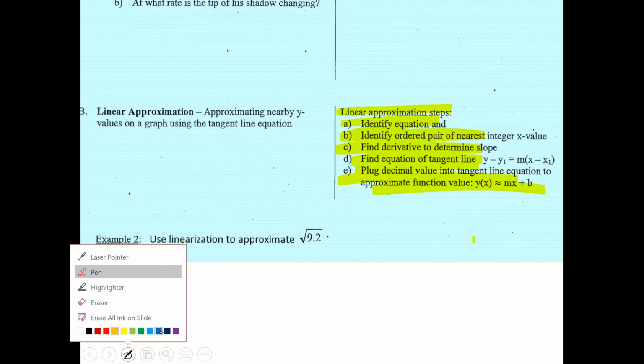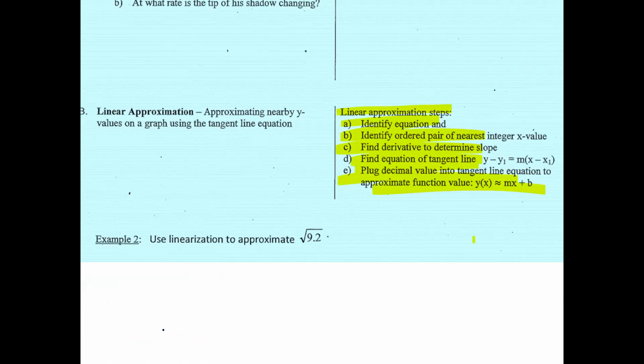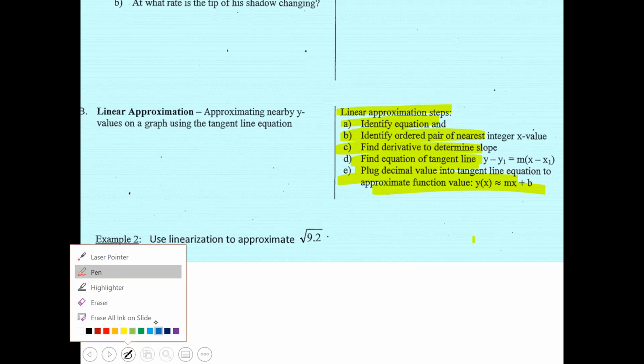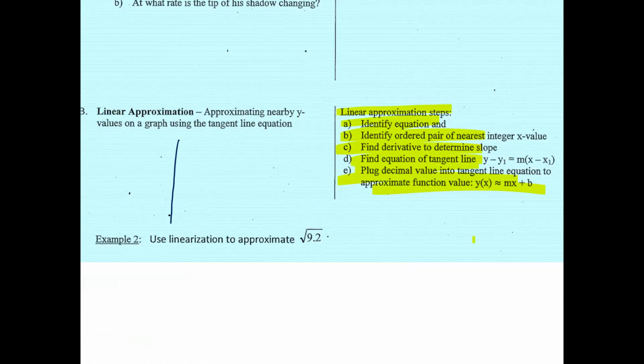All right, let's go ahead and get started with this. So it says approximate the linear y value on a graph using the tangent line equation. All right, so let's go ahead and draw a diagram with this. So here is my diagram.